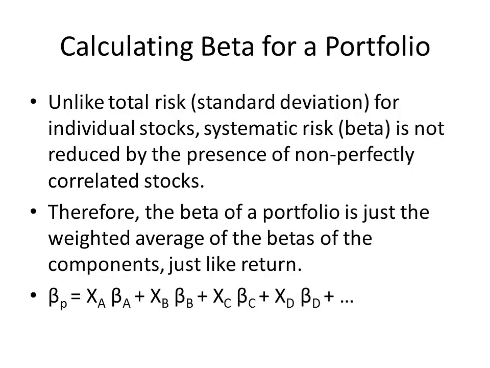You're probably wondering how to calculate beta for a portfolio. Well, unlike total risk, which is standard deviation for individual stocks, the systematic risk, or beta, is not reduced by the presence of non-perfectly correlated stocks. Remember, beta represents systematic risk, which is not diversifiable. Therefore, the beta of a portfolio is just the weighted average of the betas of the components of the portfolio, just like for return. So the beta of the portfolio is equal to the weight of component A times the beta of component A, plus the weight of component B times the beta of component B, and so forth until you cover all the components of the portfolio.